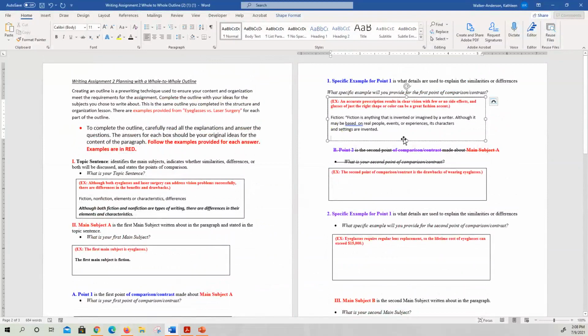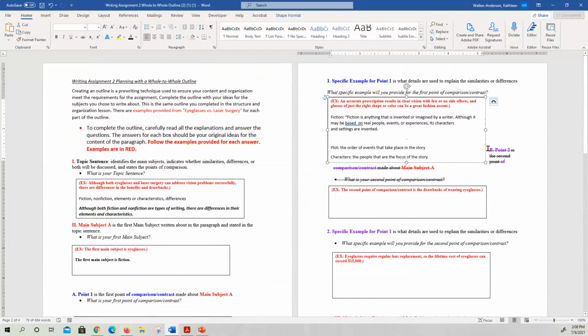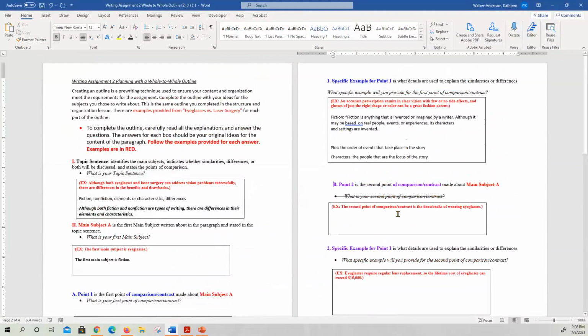Now remember, I typed things in this box, but I can't see them. I just need to move it down. You can do that. If it starts to format funky, just come over here and return until you have more room. So you can make these boxes bigger. All right, so fiction, so it's invented or imagined by a writer. And its characters and settings are invented, they're not real. So I'm going to talk about character and plot and setting.